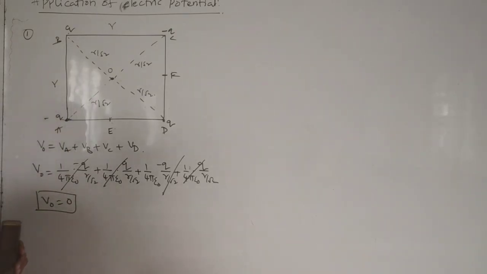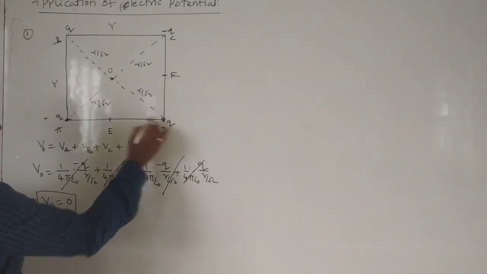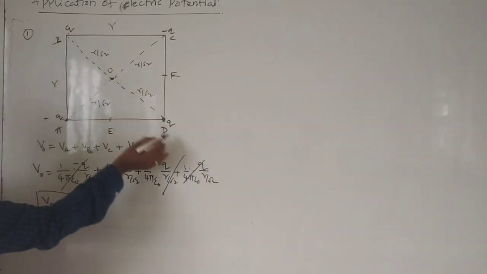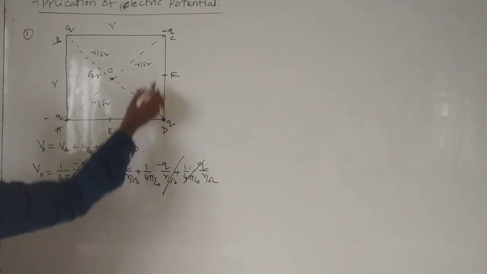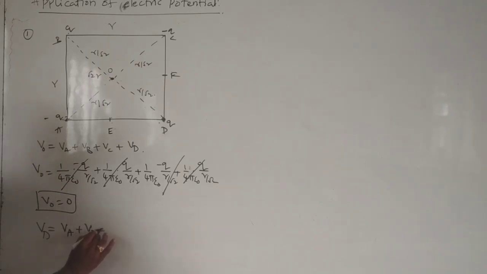Now let's find the potential at this point D. If the question asks for the potential at this point, this distance we know is root 2R. This distance is R, this distance is R. So V, the potential at D, is equal to the potential due to charge A plus the potential due to charge B plus the potential due to charge C.